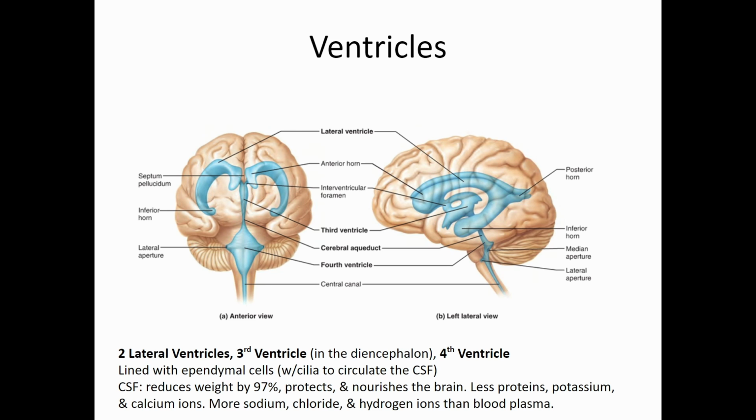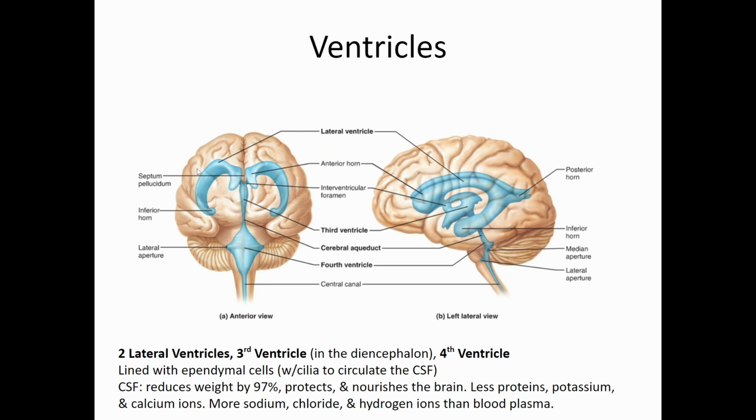And it's going to reduce the weight of the brain by about 97% and allows it to float in its protective skull. It also is going to nourish the brain. And again, while this cerebrospinal fluid doesn't have all of the components of blood plasma, it has things like potassium and calcium ions, sodium and chloride, and hydrogen, and that's enough to nourish and allow for electrical potentials to be generated in the brain. Now, the ventricles of the brain are arranged in certain locations. You have two C-shaped ventricles in the two cerebral hemispheres. So let's look at those.